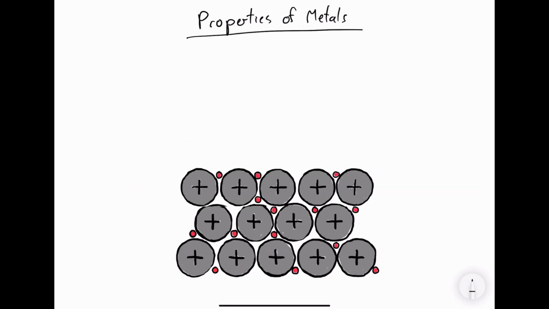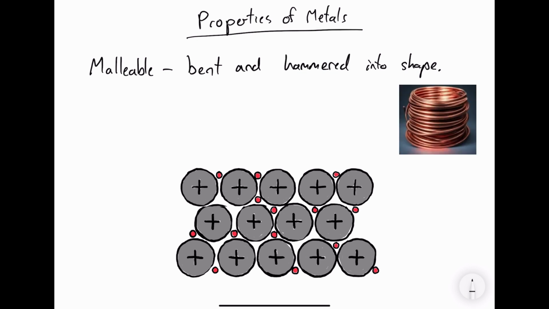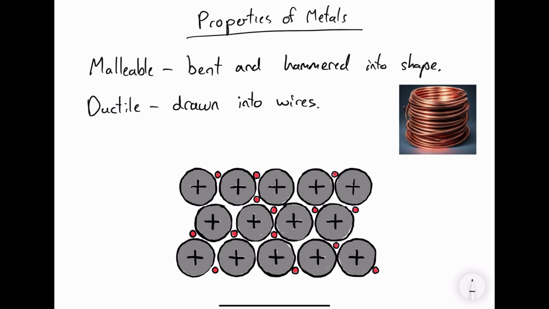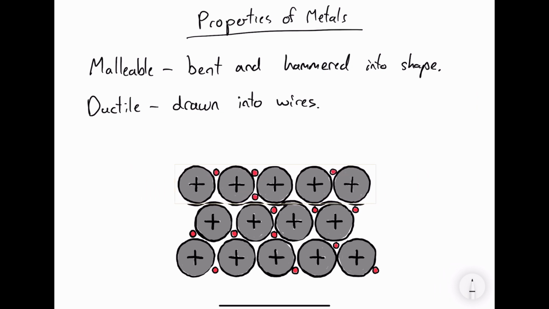Now we're going to look at the properties of metals and explain them using what we know. Metals are malleable. This means they can be bent and hammered into shape. Metals are also ductile, which means they can be drawn into wires. Why are metals malleable and why are they ductile? Why can they be bent and hammered into shape and why can they be drawn into wires? Well, it's because the layers of metal ions can slide over each other when a force is applied, something that looks like this.